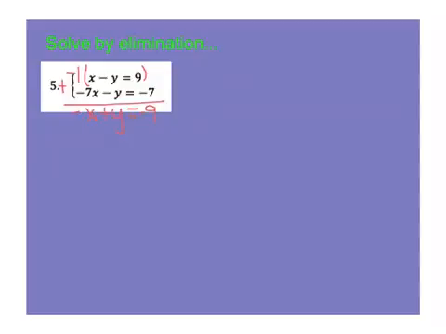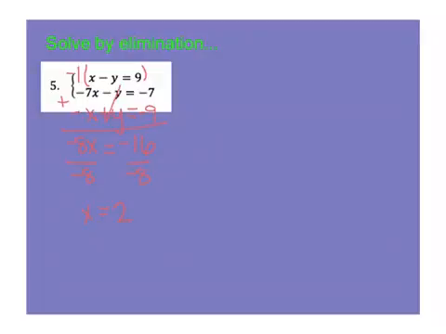And now I can go ahead and add those two new equations together. So I get a negative 7 plus a negative 1. That gives me a negative 8x. My y's will cancel. A negative 7 plus a negative 9 gives me a negative 16. Divide by negative 8, divide by negative 8. So x is going to equal 2.